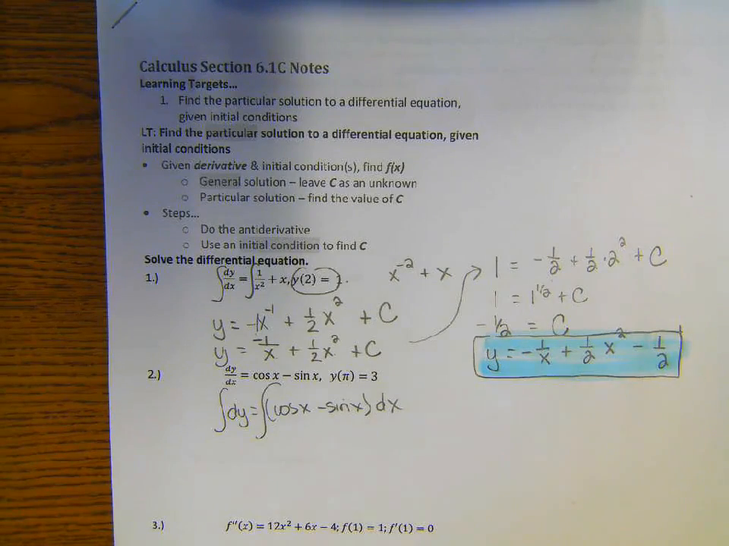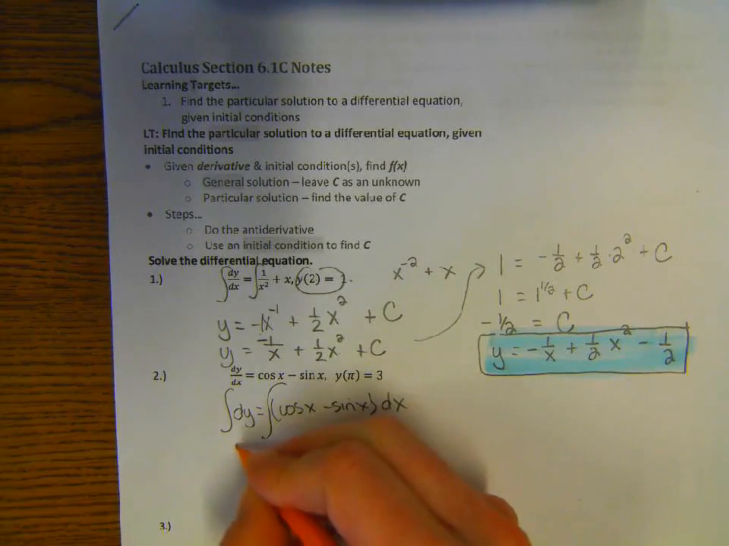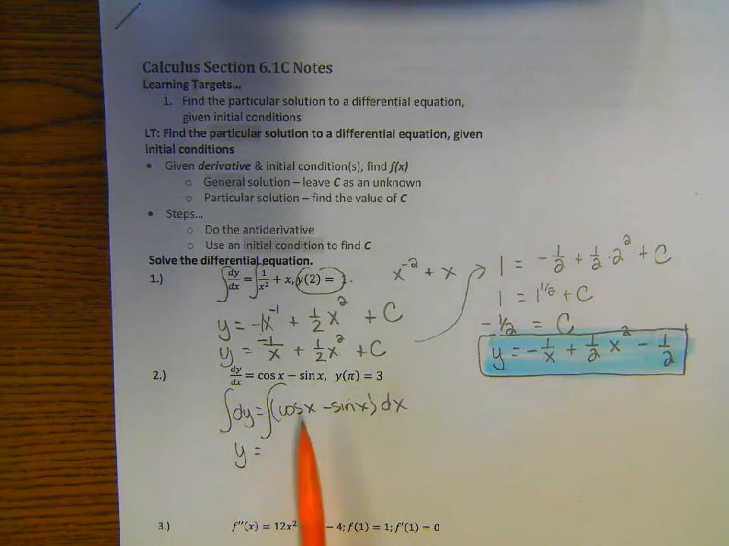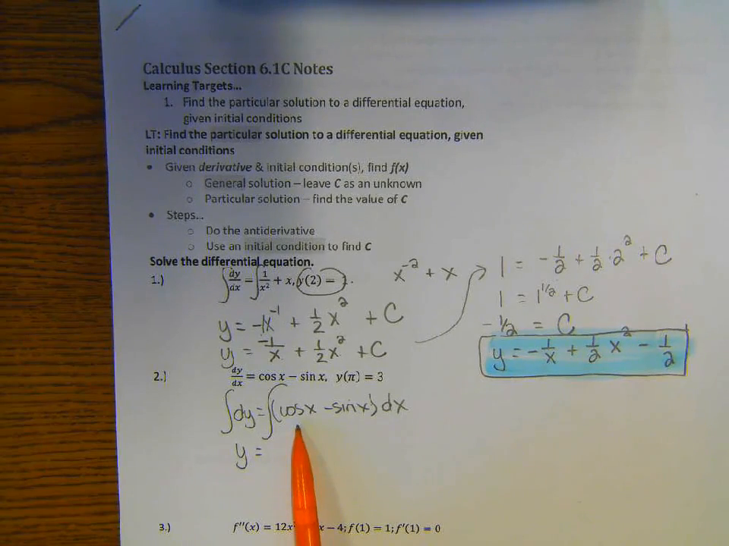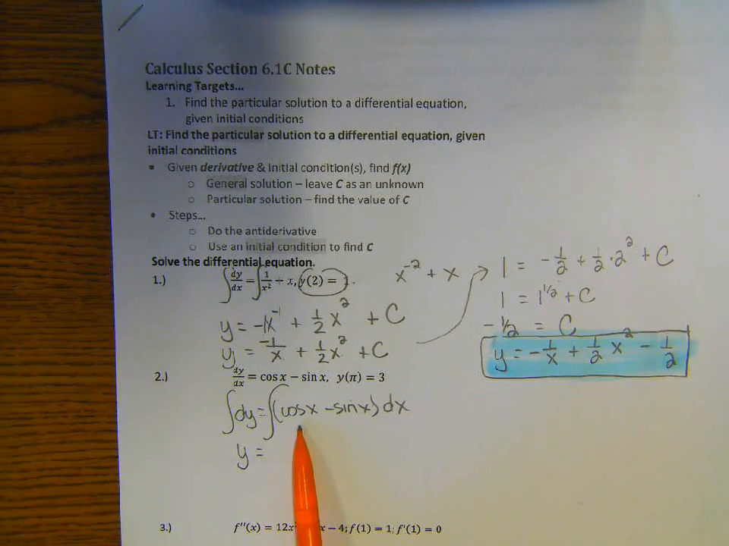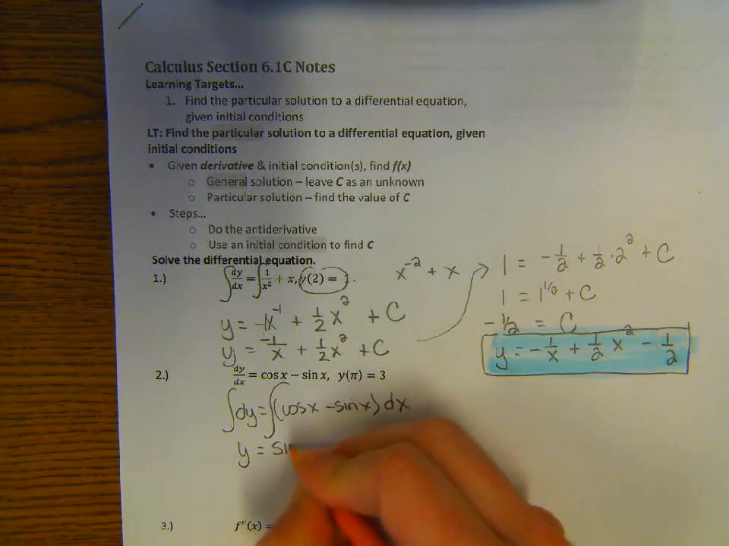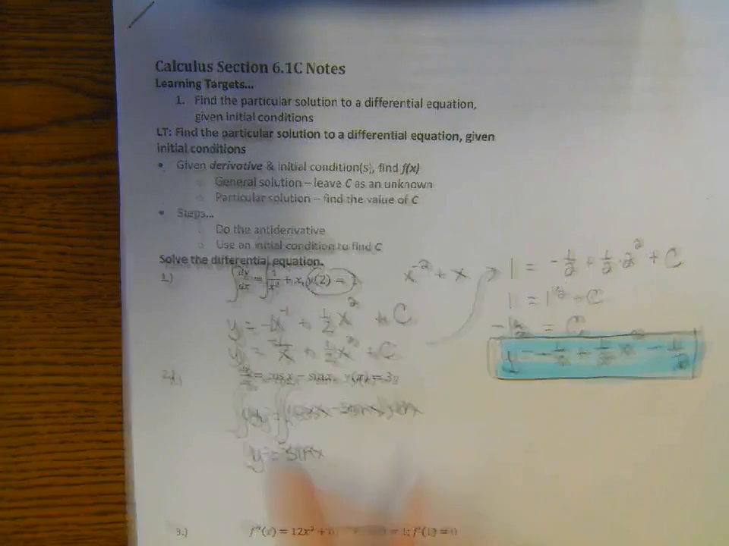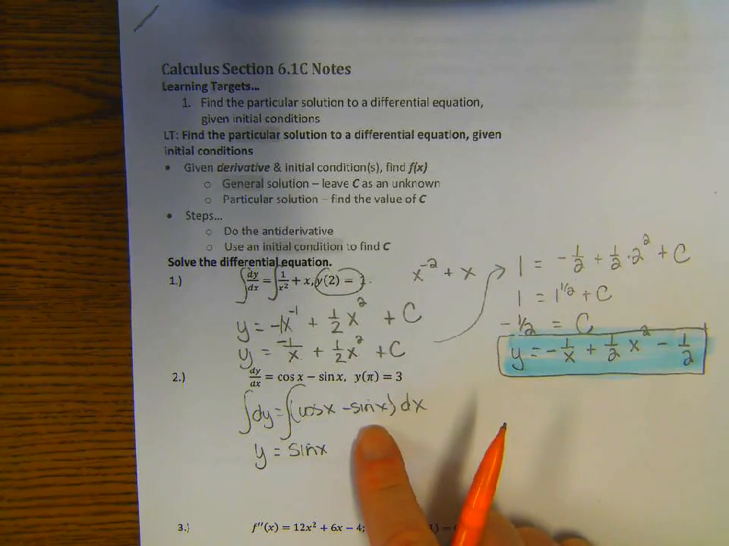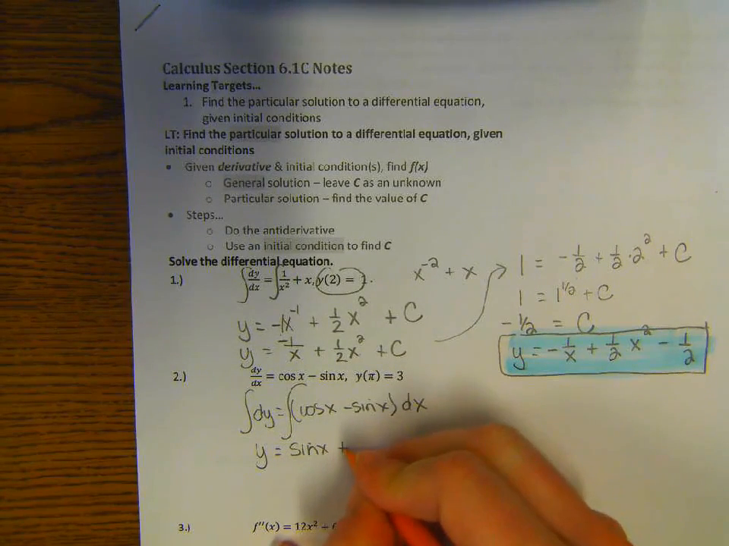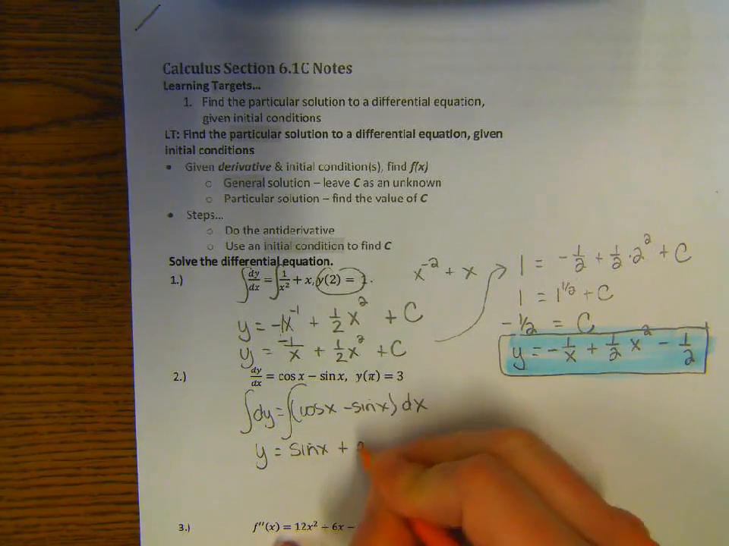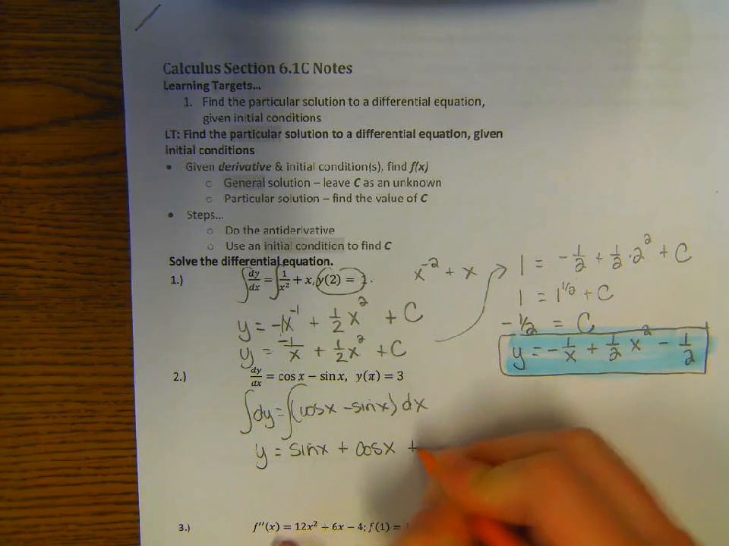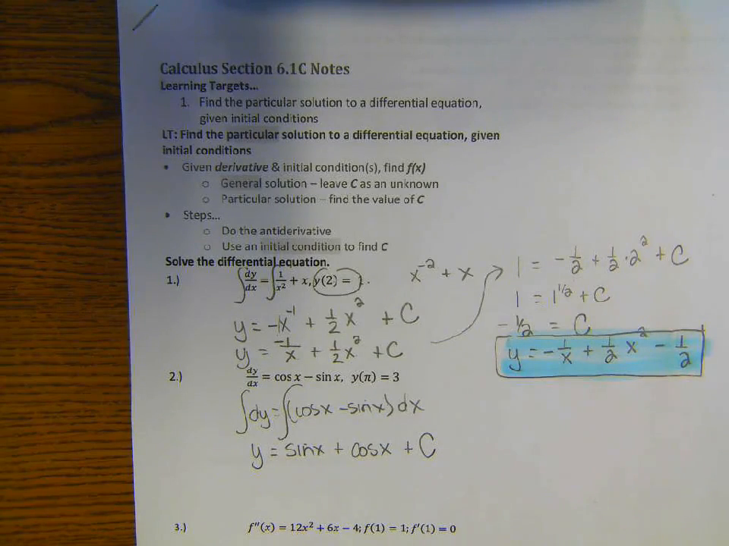Let's think. You ought to think really, really hard because we're going backwards now. So we know that this is y. What's the antiderivative of cosine? Sine, because if you took the derivative of sine, you'd get cosine. What's the antiderivative of negative sine? Positive cosine plus c.